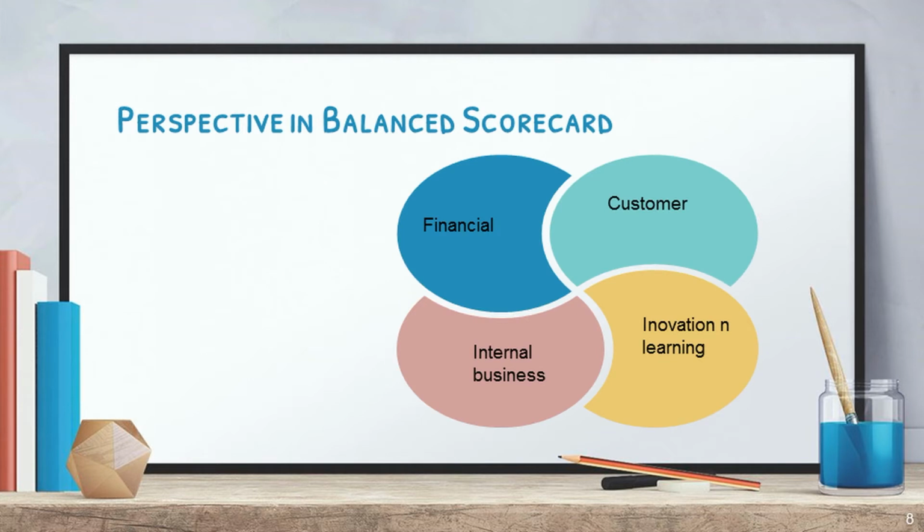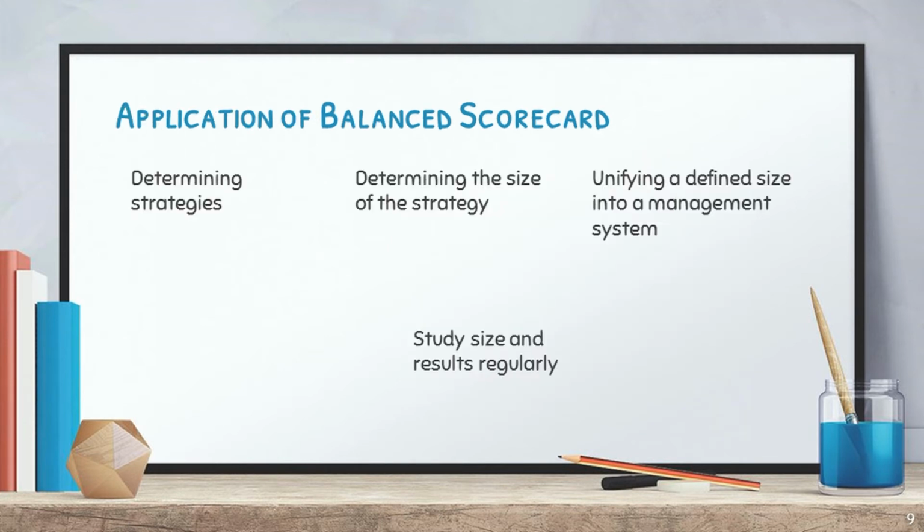The balanced scorecard is an example of a performance measurement system. Like I have said before, in balanced scorecard there are 4 perspectives. First is financial, the second customer, the third is internal business, and the last is innovation and learning. The application of balanced scorecard is, first, determining strategies, second, determining the size of the strategy, unifying a defined size into a management system, and the last, studying size and result regularly.